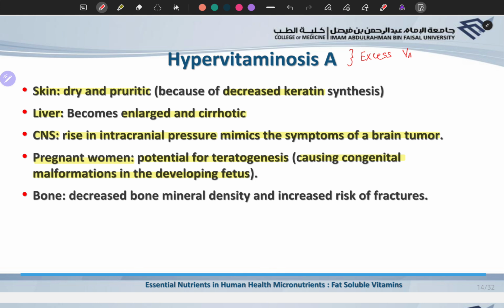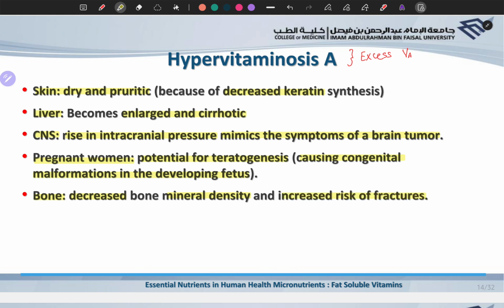Isotretinoin. Yes, isotretinoin, Accutane. It comes into the market by the name of Accutane. It is there in the coming slides. So, it has a teratogenic potential. It also affects the bone, causing decreased bone mineral density and increased risk of fractures. I hope it is clear now.